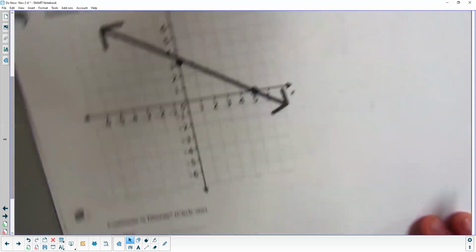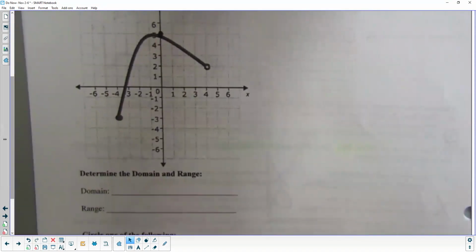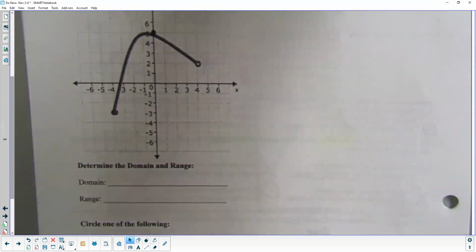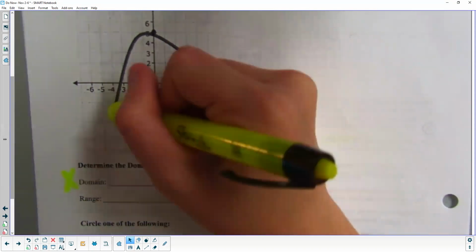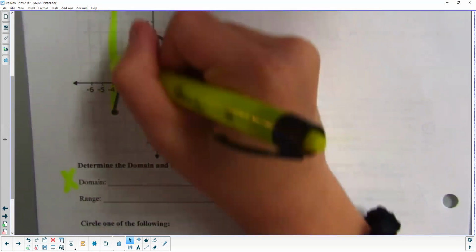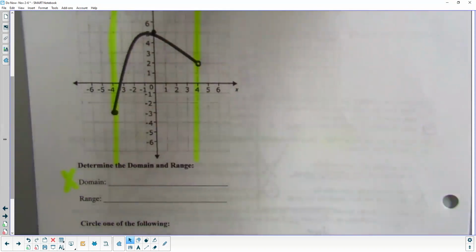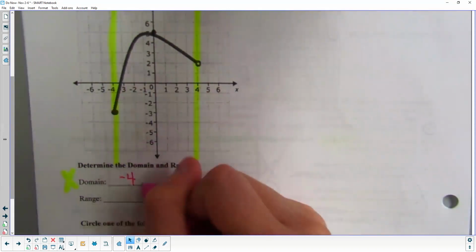Now, let's talk about domain and range again. All right, domain and range. So I want to highlight my x values. All right, my domain is going to be my x values. I'm going to highlight how far left I can go, how far right I can go. Now, there's two different ways that we can write this, and I'm going to write both ways for you. All right, I can go from -4 to 4.